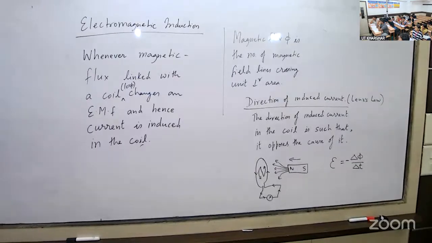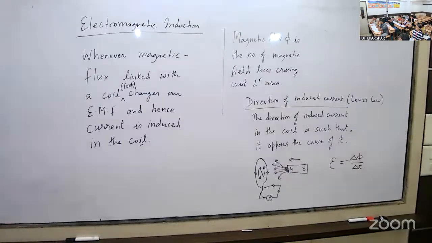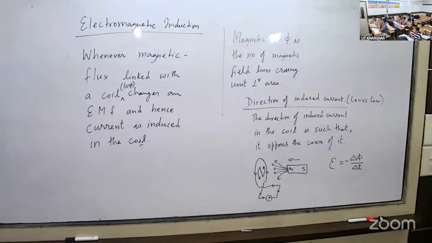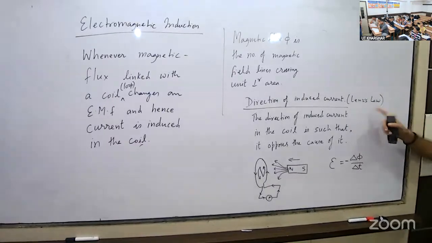South, north, south. Because when north is going away, the current will reverse now, so that it develops south, so that now it opposes the going back of the magnet. You understand? So if you keep moving it like this, the current is changing direction, north, south, north, south. That is why alternating current. Okay? You understand? There is one more law which gives the direction of the induced current, right?